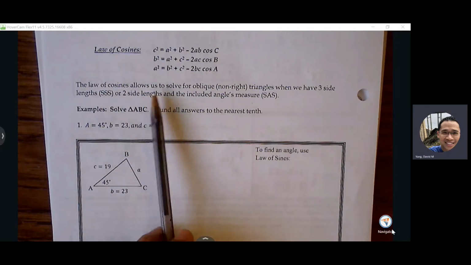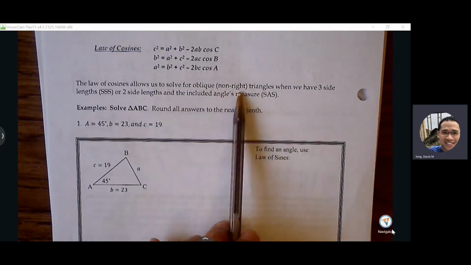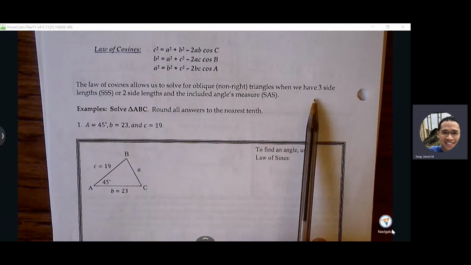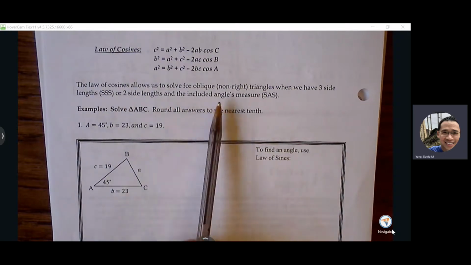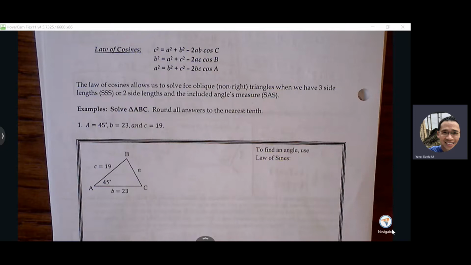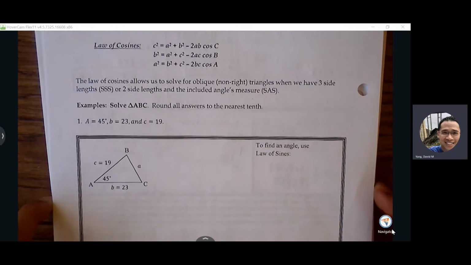Law of cosines allows us to solve for a non-right triangle when we have 3 sides, side, side, side, or 2 side lengths and an included angle measure. That means your known angle is sitting nicely between 2 known sides, side angle side. Okay, so let's look at example 1.